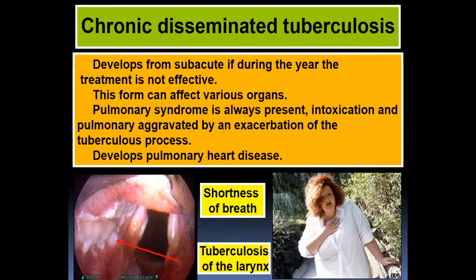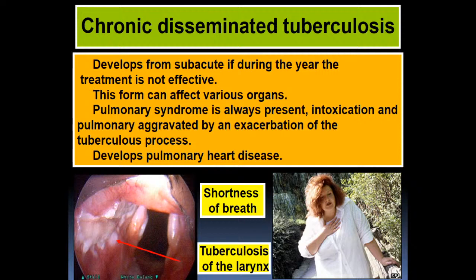Next type of disseminated tuberculosis, named chronic dissemination. It develops from subacute if during the year the treatment is not effective. This form can affect various organs as a result of dissemination, and pulmonary syndrome is always present. Intoxication and pulmonary symptoms are aggravated by an exacerbation of the tuberculosis process.